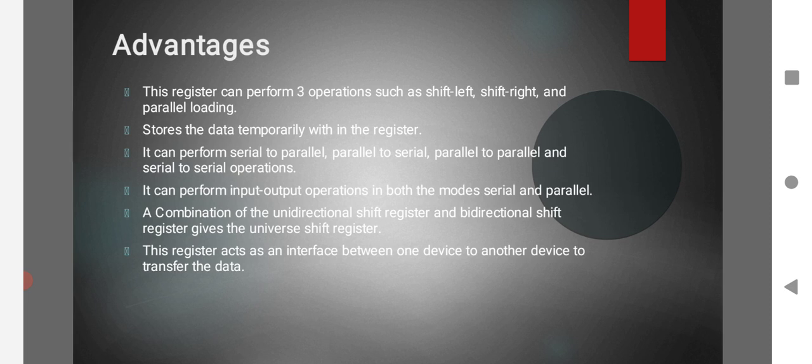Some of the advantages are given here. This register can perform 3 operations such as shift left, shift right, and parallel loading. It stores data temporarily within the register. It can perform serial to parallel, parallel to serial, parallel to parallel, and serial to serial operations. It can perform input-output operations in both modes, serial and parallel. A combination of the unidirectional shift register and bidirectional shift register gives the universal shift register. This register acts as an interface to transfer data from one device to another device.